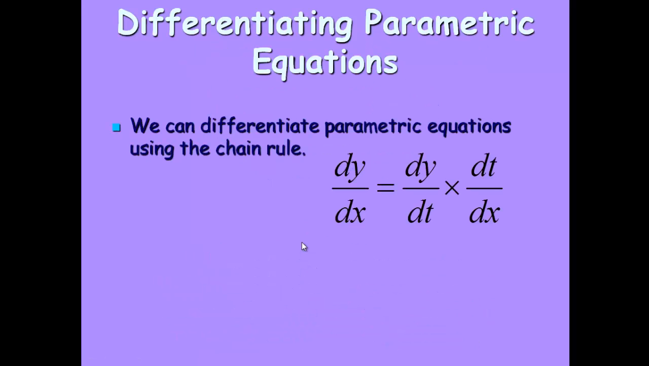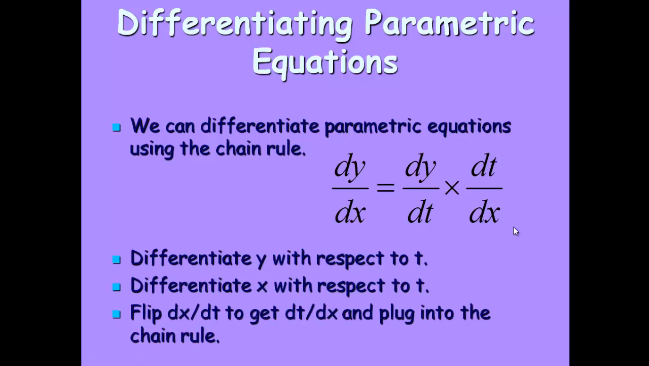The basic method involves use of the chain rule. So if we have y equals a function of t and x equals a function of t as our parametric equations, we can then find dy/dt and dx/dt and apply the chain rule in order to find dy/dx.